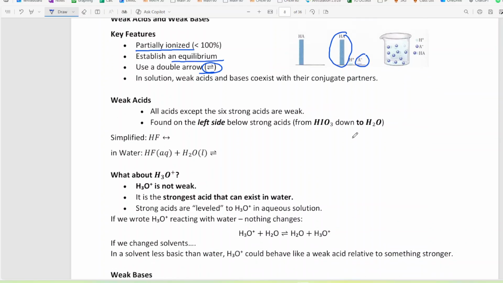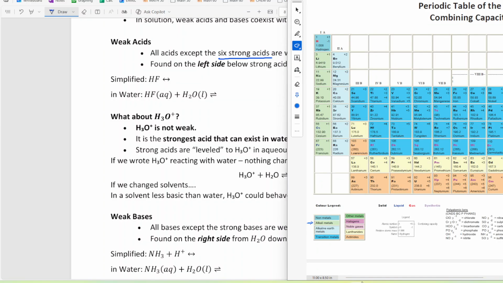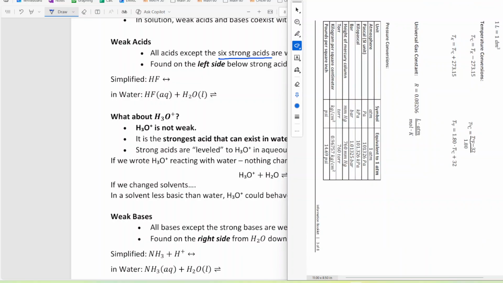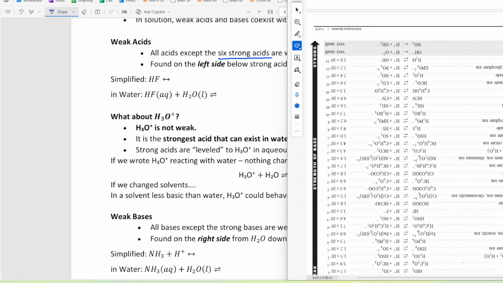Now let's focus on weak acids. So weak acids are all the acids except the 6 strong acids. They are found on the left-hand side below the strong acids, but they start at HIO3. So let me just bring up the chart. So we need to get down to page 7. And then flip it back around.